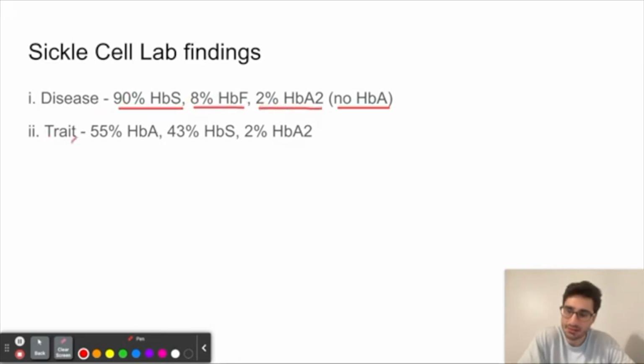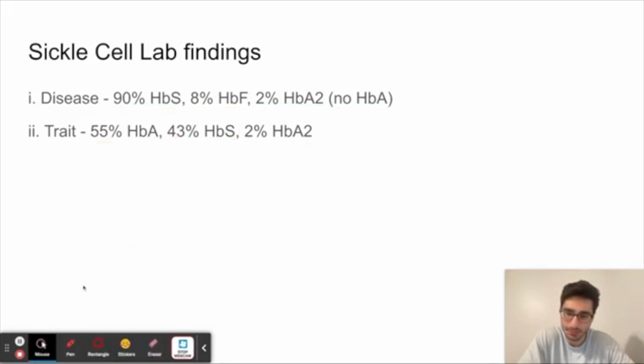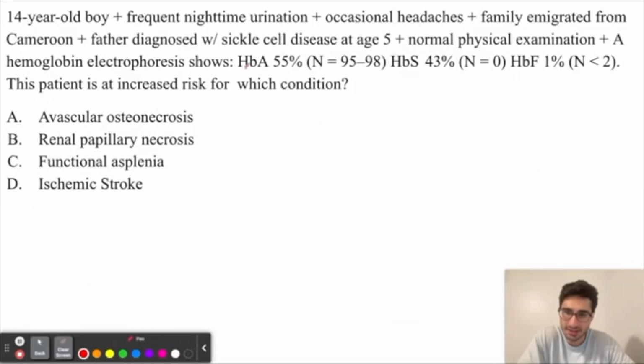In sickle cell trait, we're going to have one functional hemoglobin gene. As a result, we're able to produce the normal hemoglobin A. So we're going to have 55% hemoglobin A, 43% hemoglobin S, and 2% hemoglobin A2. So because the patient has hemoglobin A 55%, as well as hemoglobin S 43%, these are all going to be consistent for sickle cell trait.